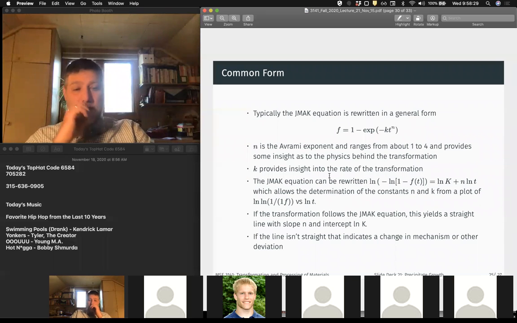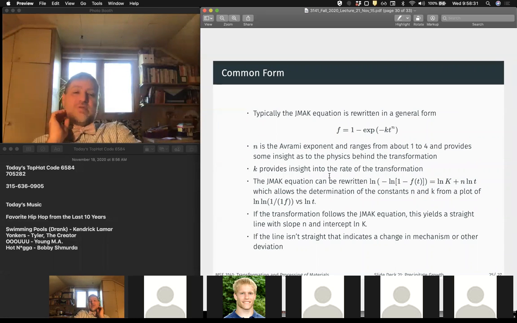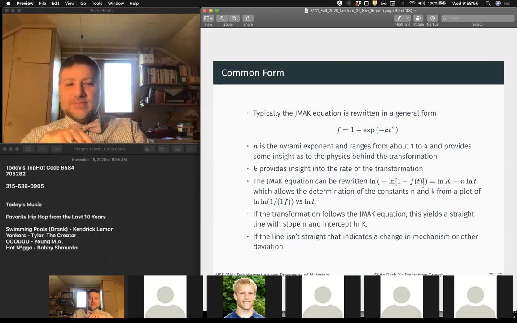So here's why this is really useful. We've got an exponential thing here. Let's take the log of both sides. And in fact, we'll do something silly and we'll take the double log, and we'll plot this on a log scale.